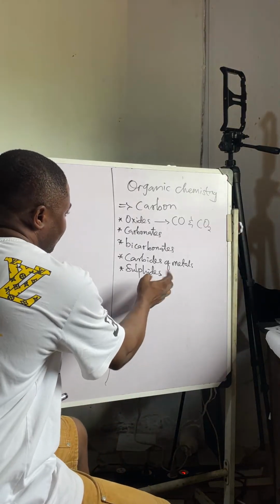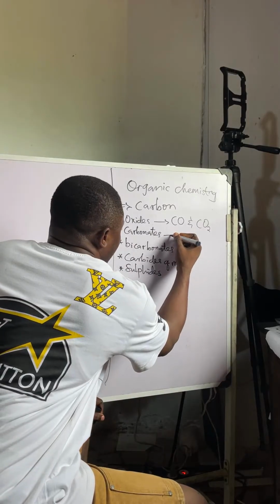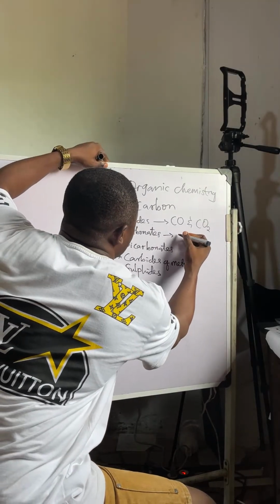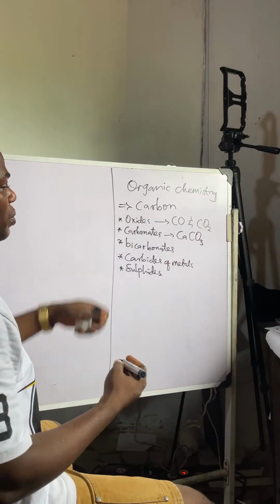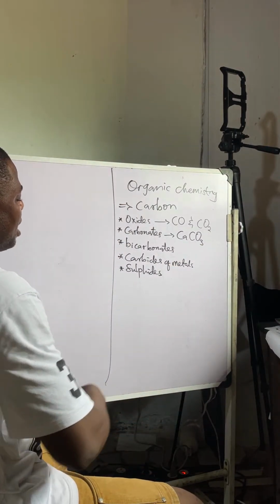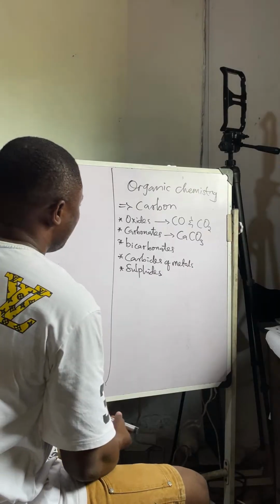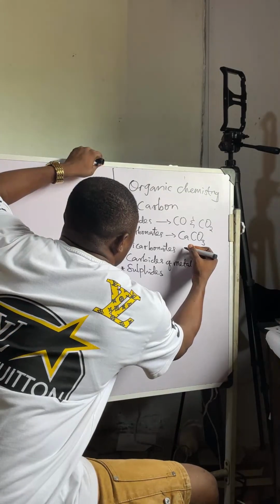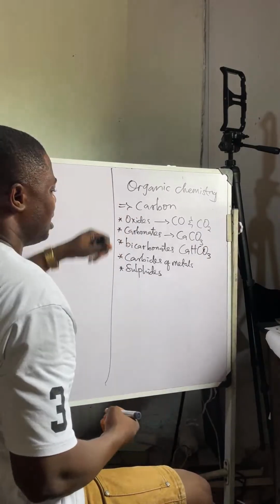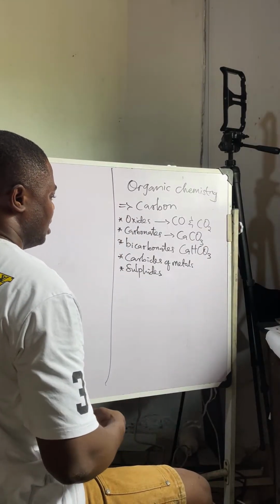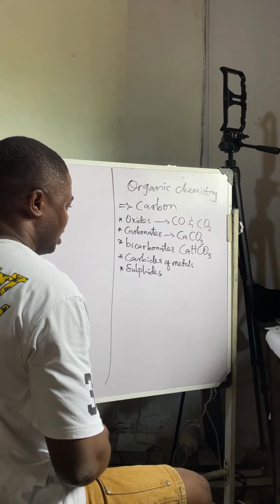So you can see sulfide. I mentioned carbonate. What are the carbonates? Here you have CaCO3, that is limestone. Bicarbonate, you have calcium hydrogen carbonate. You can have something like this.